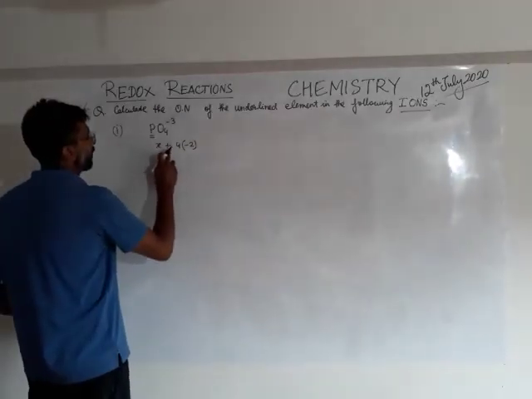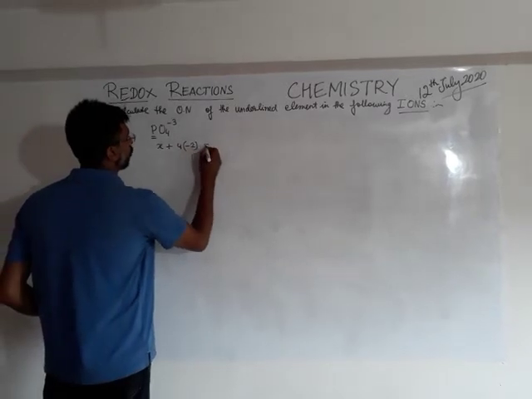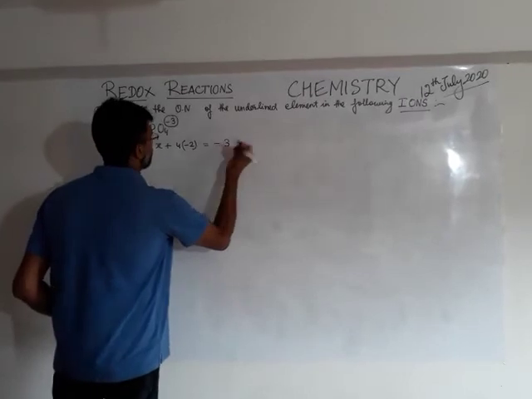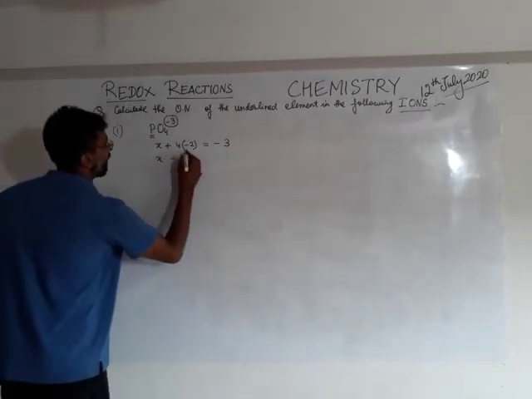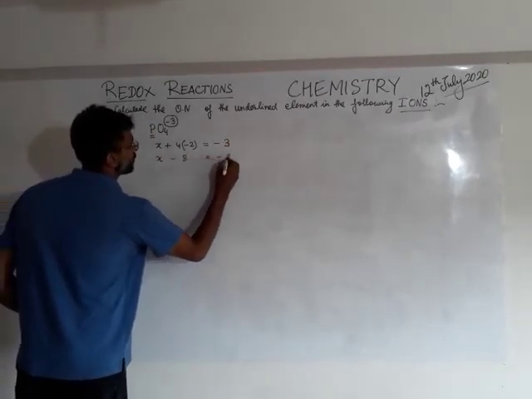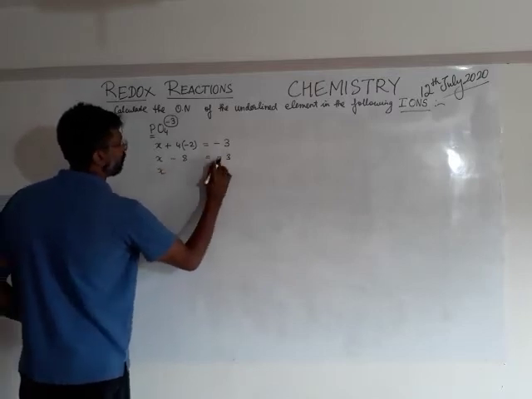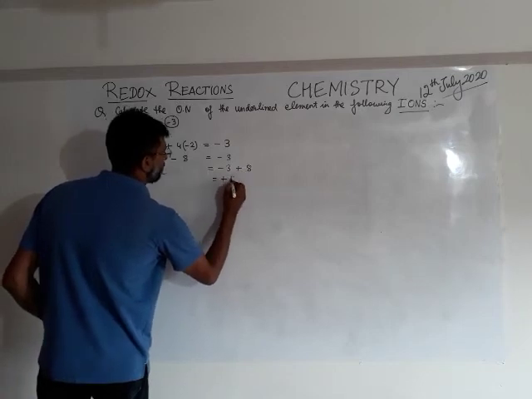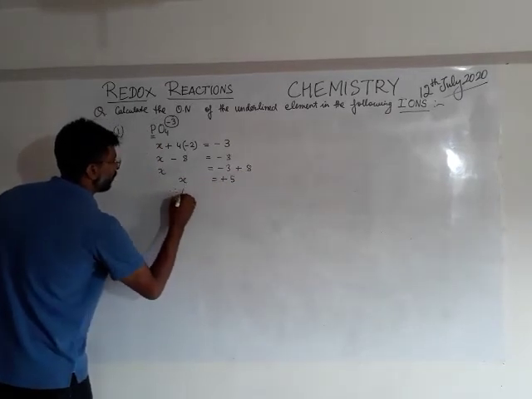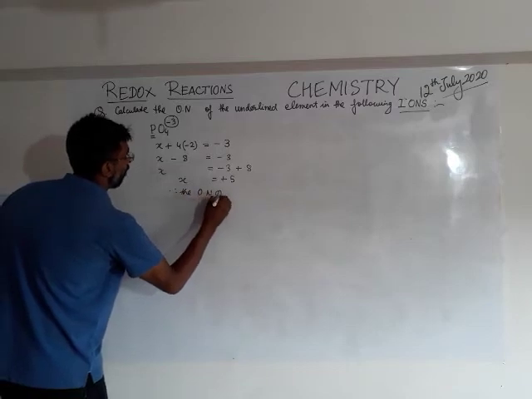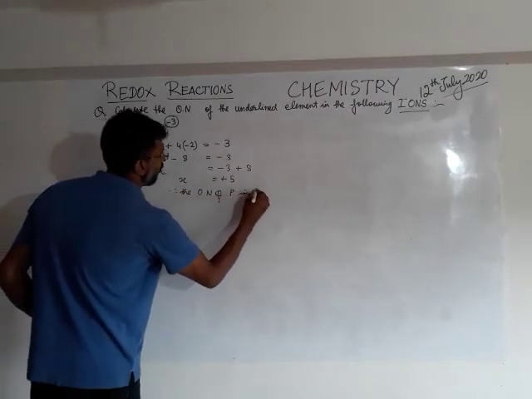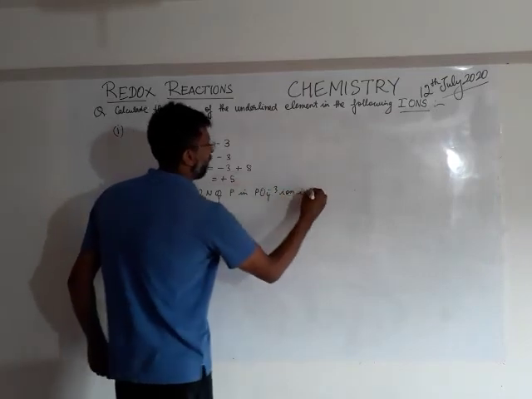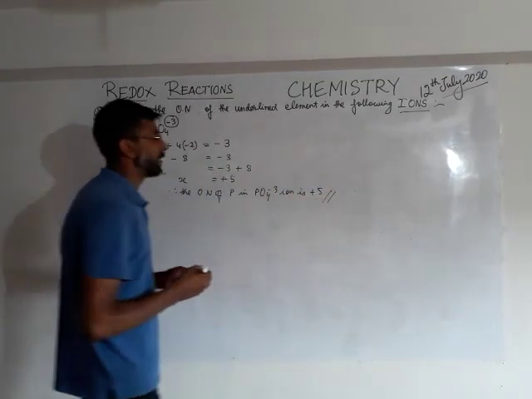So X plus 4, this 4 into minus 2 is equal to overall charge, which is minus 3. So I write down over here minus 3. So this becomes X minus 8 is equal to minus 3. So X is equal to minus 3 plus 8, that comes to plus 5. So, therefore, the oxidation number of phosphorus in this PO4 minus 3 ion is plus 5. This is how you are supposed to write down the answer.